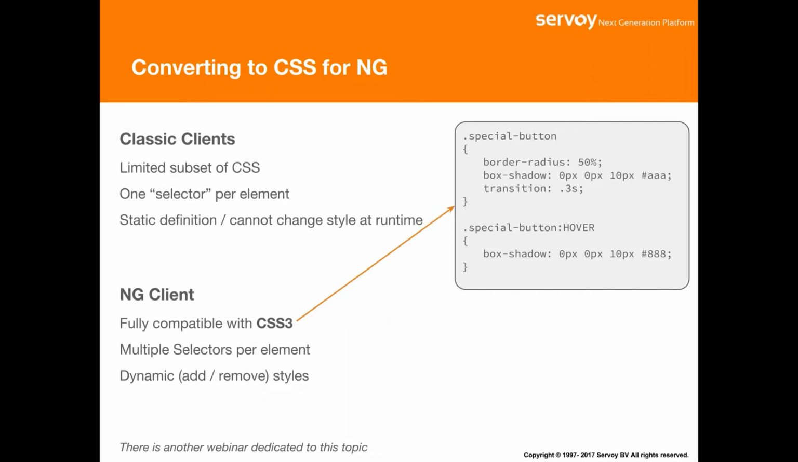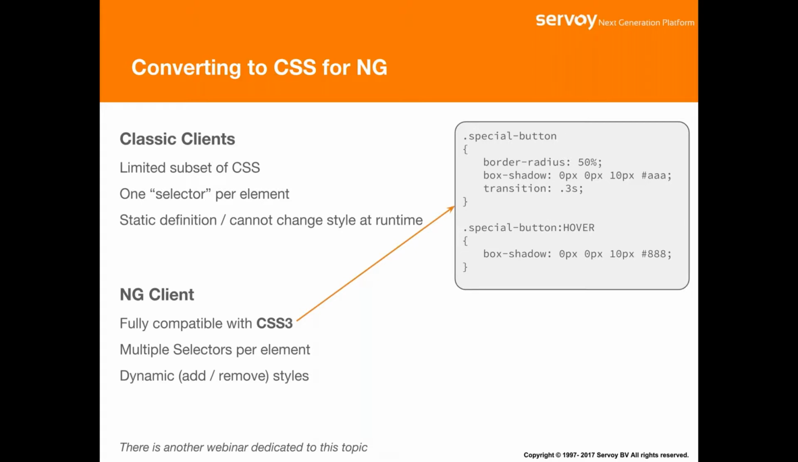Remember that in the classic client, we're dealing with a limited subset of CSS. You can only do one class or selector per element, and you set that at design time. You can't really change it. One thing I didn't show you, but in the NG client, you can dynamically add and remove a style class. It's just any element. You can do element dot my element, add style class, warning or something like that, or remove style class, and you can do that at runtime at your discretion.